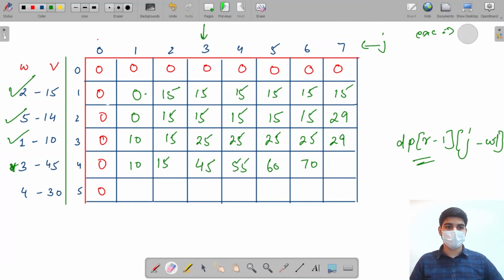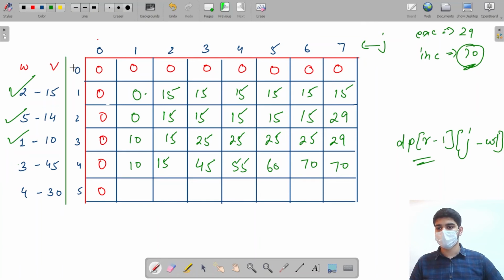Again, at this point too, what we would have is in exclusion, we would have 29. And in inclusion, if we see again, which it's the 25, 45 plus 25 gives us 70. 70 wins, comes over, right? And therefore, we have processed this item. Now we would be working for the very last item, right? And the very last item could only be included after this point, right? Because before this, the capacity is smaller than the weight itself. That means it can only be excluded in these three parts.